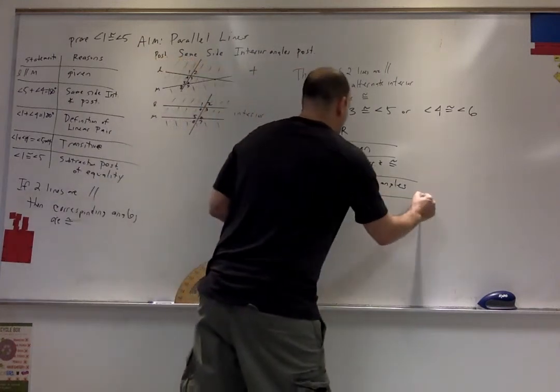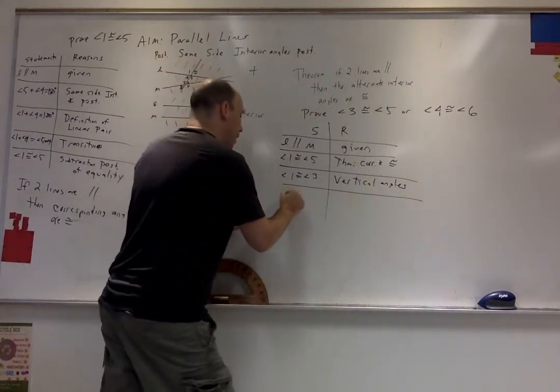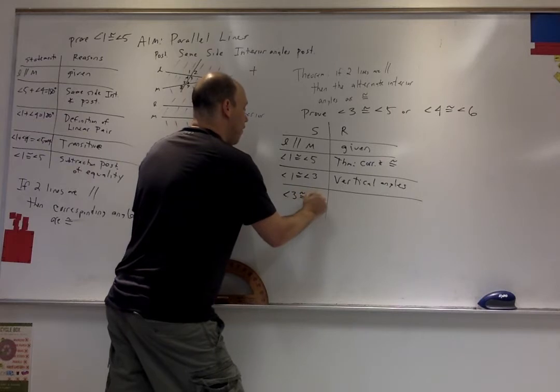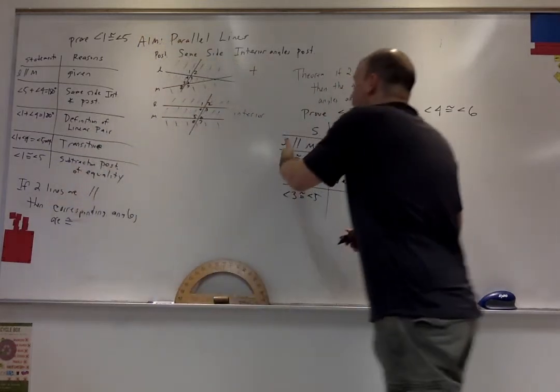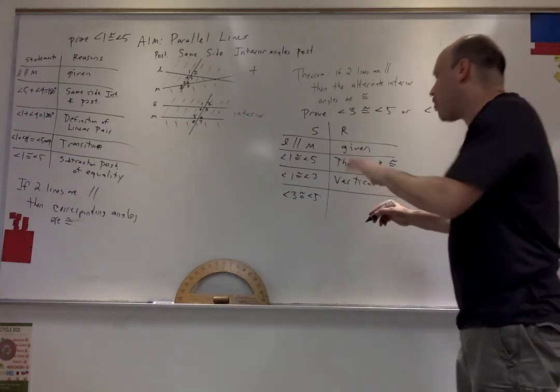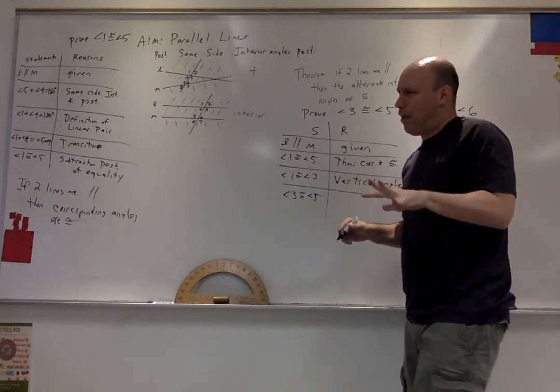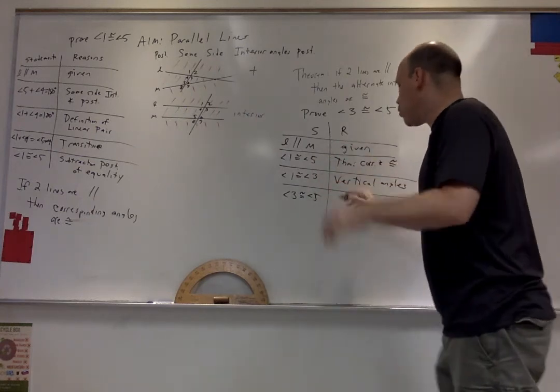Next, are we done? Yeah. Angle 3 is congruent to angle 5. Why? Transitive property or substitution. I think the book uses transitive. It's not really a big deal. I'm going to let it go. Let's just call it transitive.